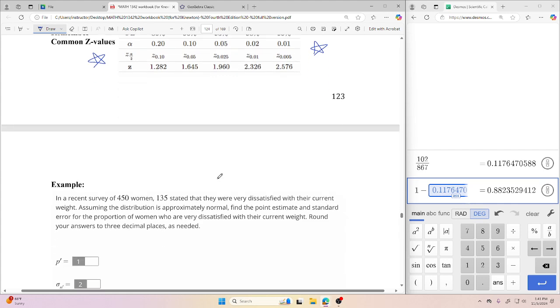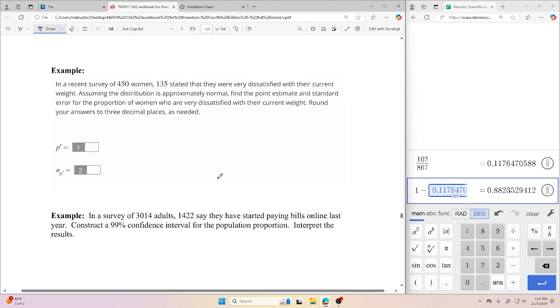So, all right, here we go. A real problem. So in a recent survey, we got this and that much. Very dissatisfied. Assuming normal distribution, find the point estimate and standard error for the proportion. Okay, that's fine. So here we go. 135 over the 450. And we get an answer. Yay, Chad, that was so awesome.